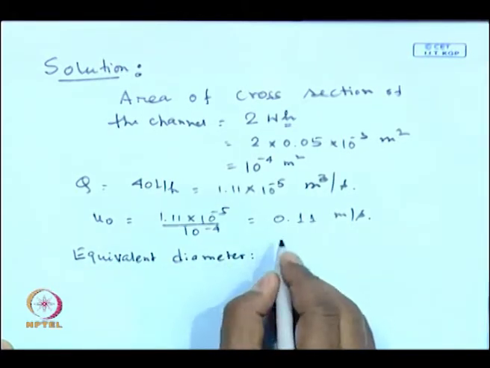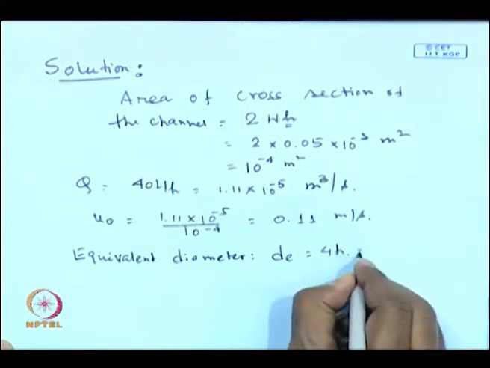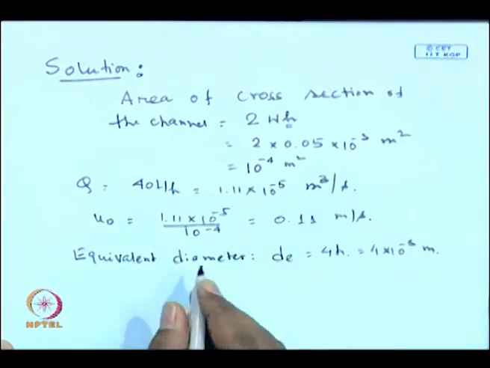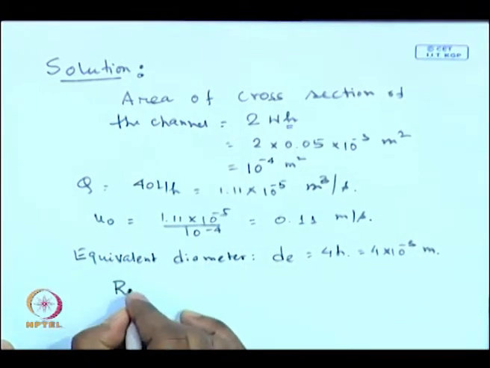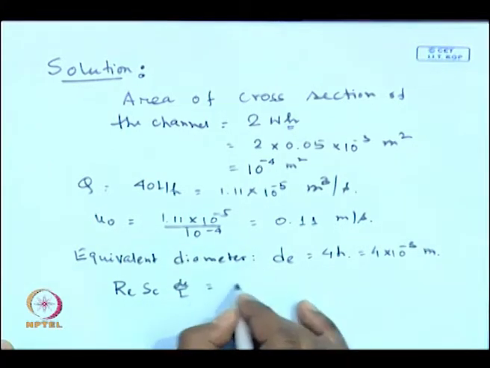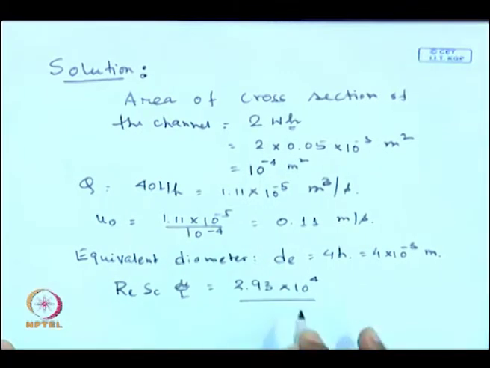The equivalent diameter is d equivalent equal to 4 into half height, and this turns out to be 4 into 10 to the power minus 3 meter, 4 millimeter. You should calculate the Reynolds Schmidt d by L, and it turns out to be 2.93 into 10 to the power 4. I am not doing this in detail. You can just put the numbers and get the value. These will be required to calculate the Sherwood number.